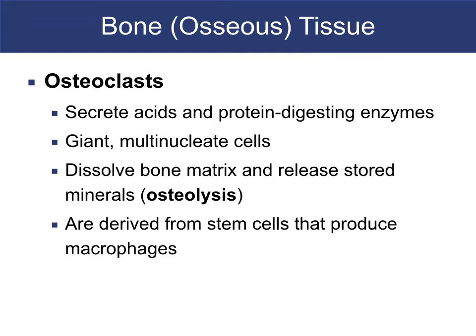Osteoclasts are these eaters. They eat up the bone. They secrete acids and protein digesting enzymes to basically dissolve bone. They are multinucleate big cells, have up to 25 or 30 nuclei in them. They're very obvious under the microscope. They dissolve the bone matrix and release the minerals, basically releasing the calcium. That process is called osteolysis. Bone lysis, in other words, tearing down bone.